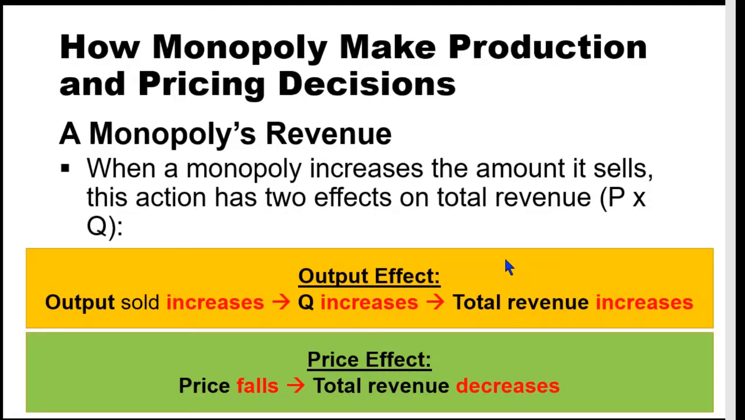On the other hand, if it lowers the price, the total revenue will decrease. For example, if it's priced at 50 and then it decides to lower it to 40, at 100 items that would only be 4,000. So its total revenue becomes smaller.